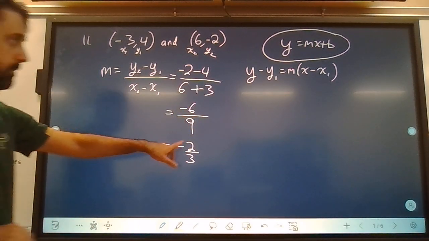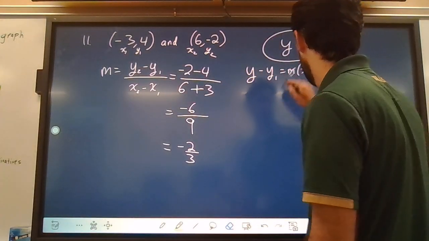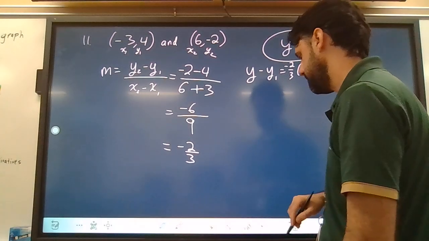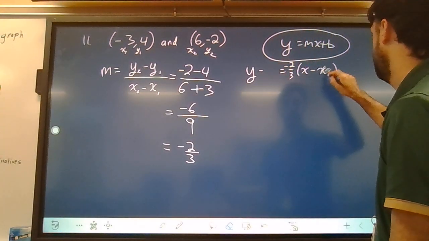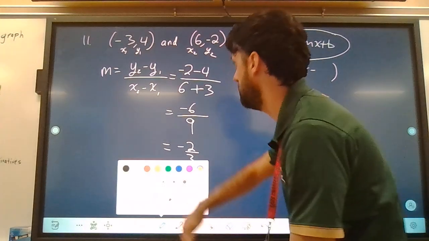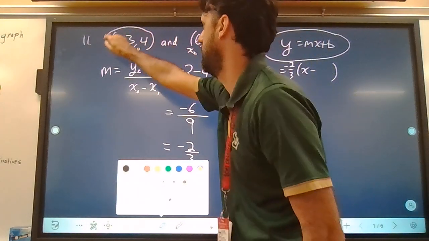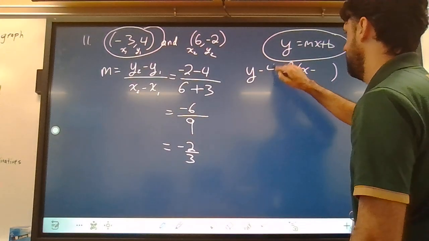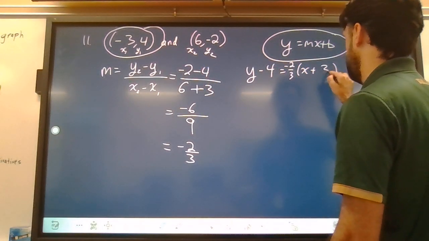All right, so that's our slope. And so I'm going to plug that in for m right here. So this is -2/3. I'm also going to replace x1 and y1 here. Now, you can use either point. It doesn't have to be the one that I labeled as x1 and y1, but I usually just use the first point anyway. All right, so y1 is 4, and then x1 is -3, but a -3 is going to make that a +3 right here.